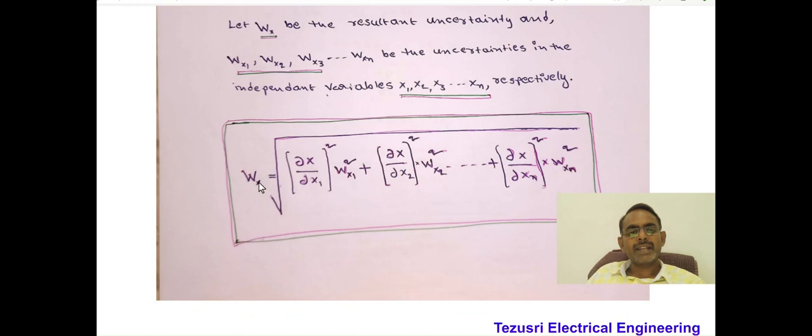Then the resultant uncertainty in function f of x equals square root of (dou x by dou x1 times uncertainty in independent variable x1) whole square plus (dou x by dou x2 times uncertainty in independent variable x2) whole square, and so on, plus (dou x by dou xn times uncertainty in independent variable xn) whole square.